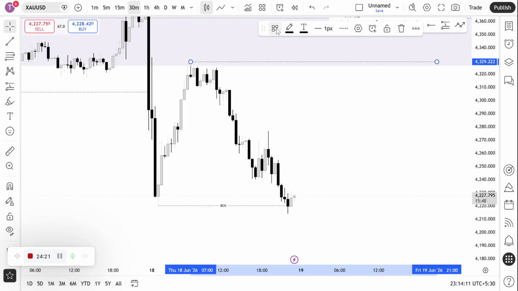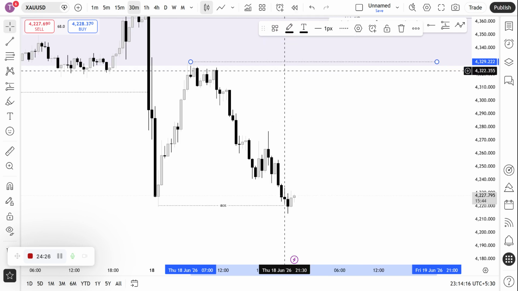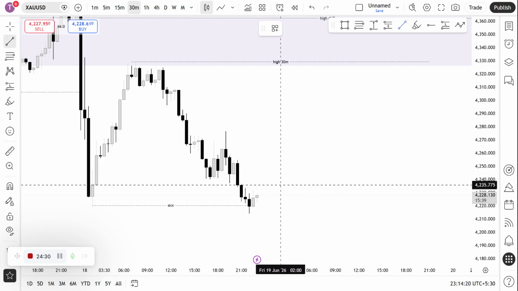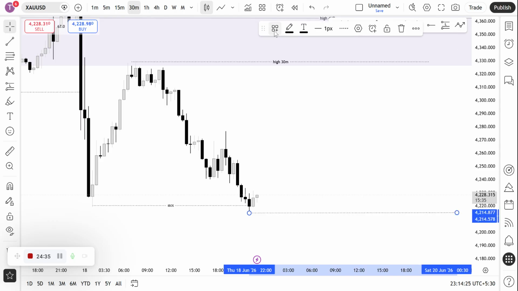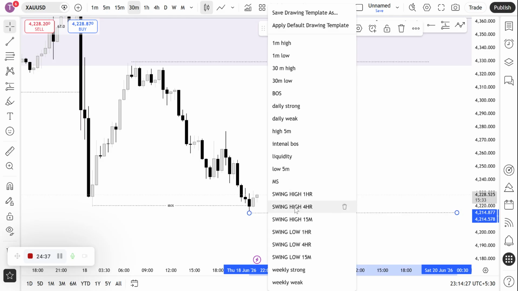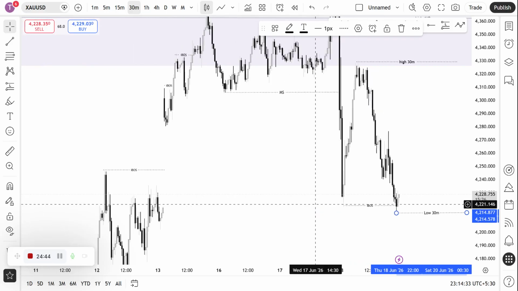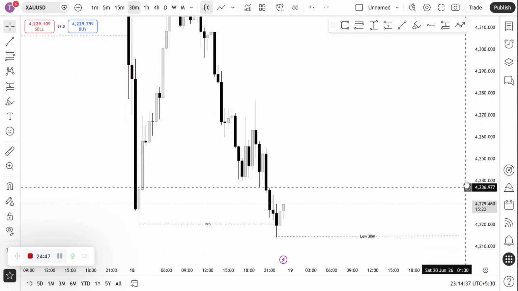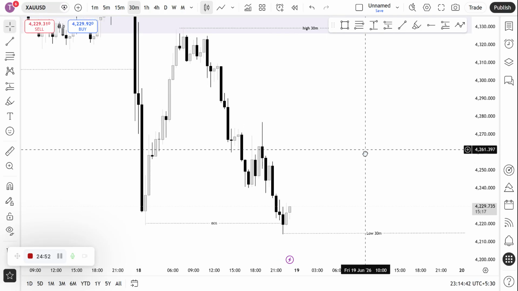I'm on my M30, guys. On my M30, I can see that this is the highest point of M30, and at the moment this is the lowest point of M30. Fine. So I narrow my focus. I'm trying by all means to narrow my focus from all this to this. So right now on my M30, I can see that this is where I am.